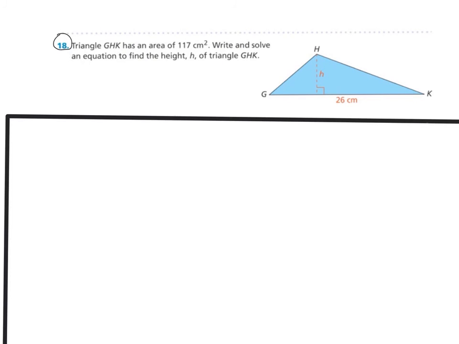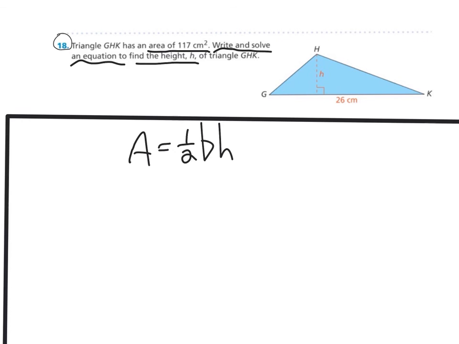If we look at number 18, we have a triangle. They are telling us the area is 117 square centimeters, and it says write and solve an equation to find the height h of the triangle GHK. So it says write and solve an equation. We better do that. So start out with your formula.